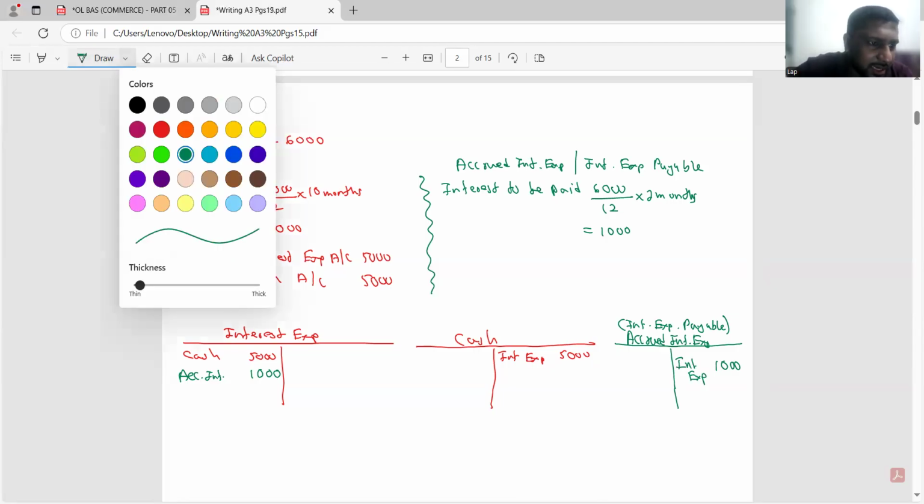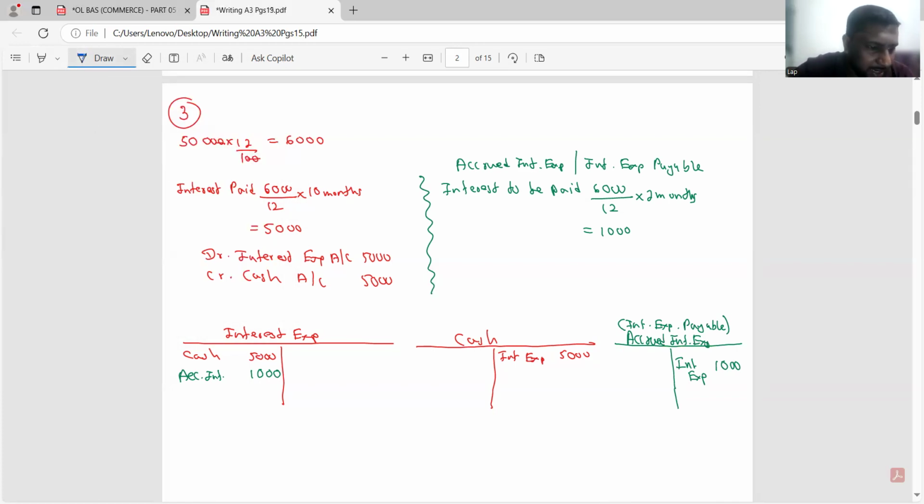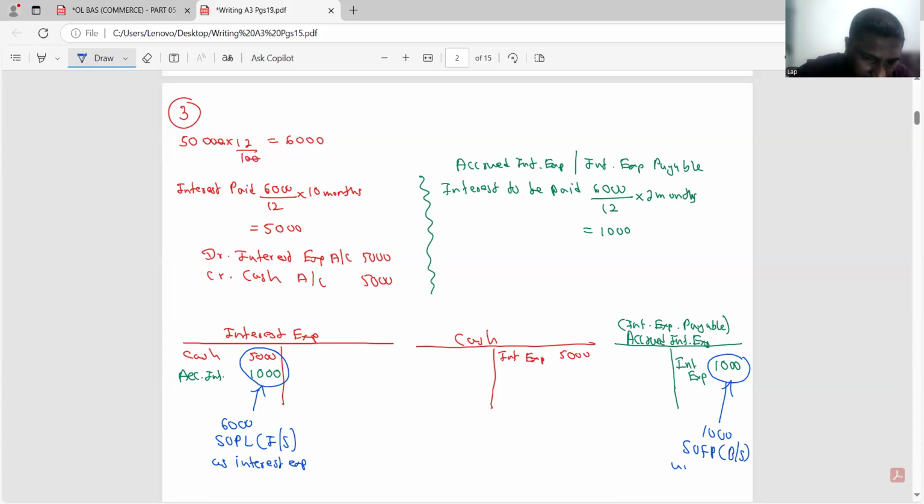Then what you have to understand is that this entire 6,000 will go to the statement of profit or loss, if not the income statement, as interest expense. This 1,000 will go to the statement of financial position, balance sheet, under current liability. So write down the answer.